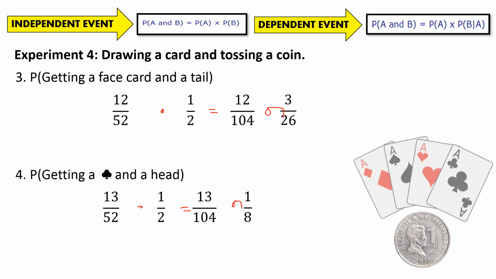So I hope you understand how to determine the probability of events under independent event or dependent event. Just keep on analyzing how the experiment goes. Will it be able to affect the universal set or not?